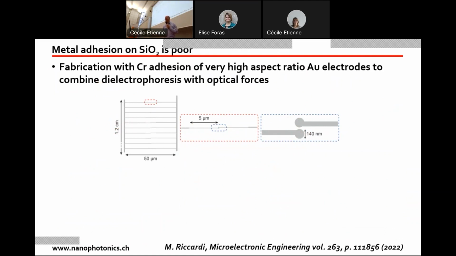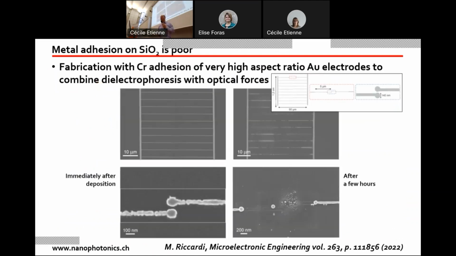So the student, I think, worked 1 year trying to fabricate these electrodes. And he did. And in the end, he was quite pleased as he took them out of the clean room, although they are relatively rough.